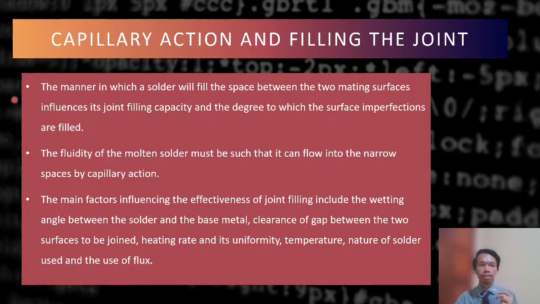And lastly, capillary action and filling the joint. The manner in which solder will fill the space between two metal surfaces influences its joint filling capacity and the degree to which the surface imperfections are filled. The fluidity of molten solder must be sufficient in order to flow into narrow spaces by using capillary action. The main factors that influence the effectiveness of joint filling include the wetting angle between solder and base metal, clearance or gap between the two surfaces to be joined, heating rate and its uniformity, temperature, nature of solder used and use of the flux.